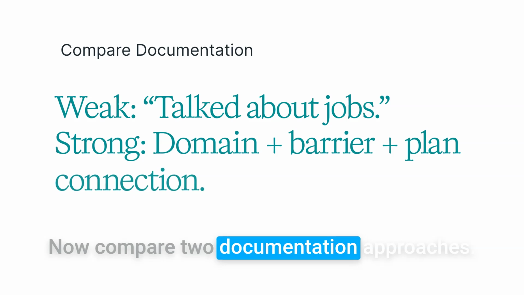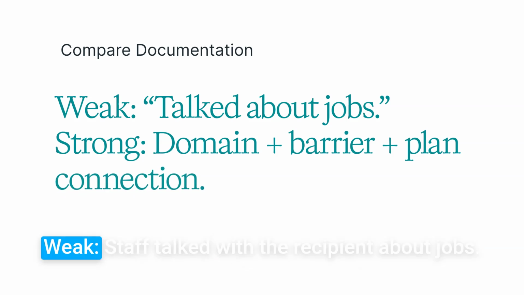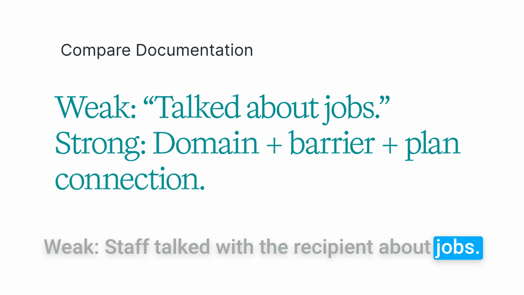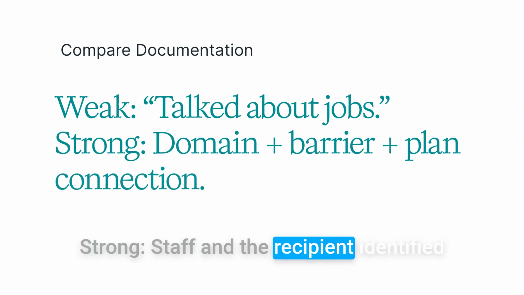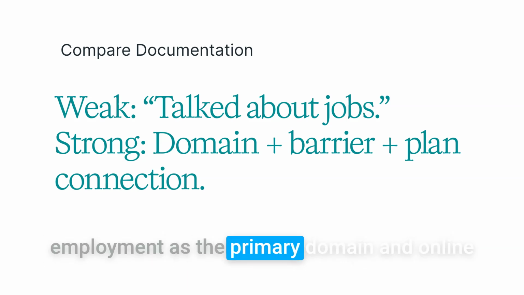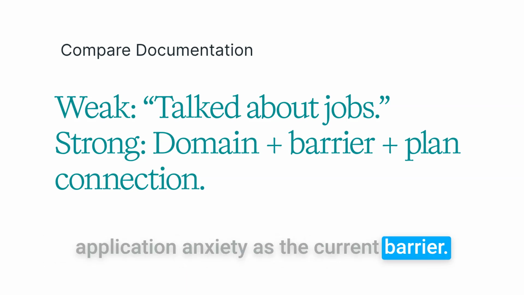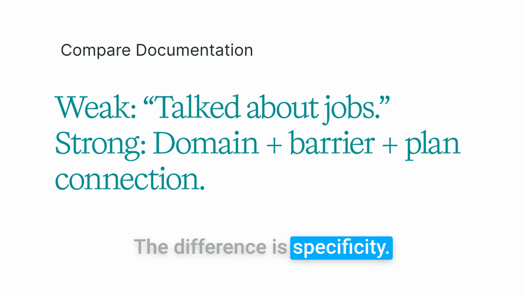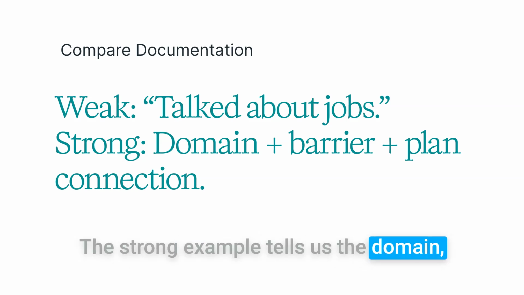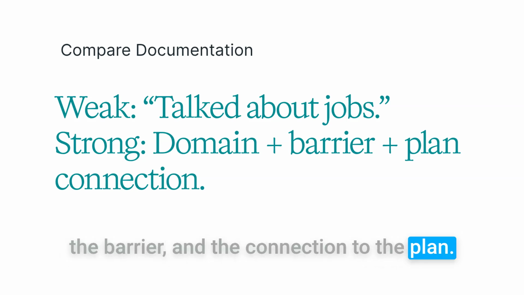Now compare 2 documentation approaches. Weak: staff talked with the recipient about jobs. Strong: staff and the recipient identified employment as the primary domain and online application anxiety as the current barrier. The difference is specificity. The strong example tells us the domain, the barrier, and the connection to the plan.